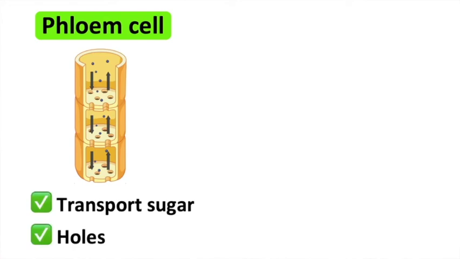For example, phloem cells. These are plant cells that build the transport system for sugars. Their cell walls have holes at each end in order to allow sugar to move from one cell to the next cell.